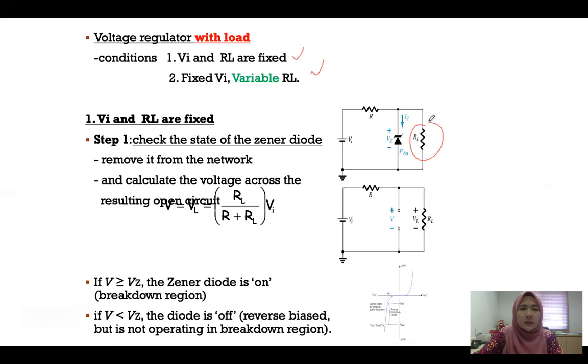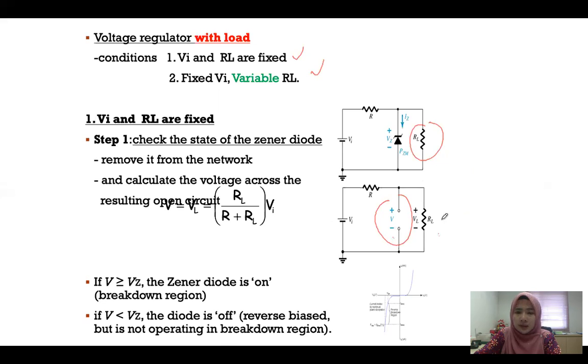Step one, check the state of the Zener diode. When you have a circuit like this, remove the diode from the network. This is your Zener diode. Remove the Zener diode from the network, so you have a circuit like this, and calculate the voltage across the resulting open circuit. You need to calculate the V here. The V here is in parallel with VL, so the value is the same. V equals VL.